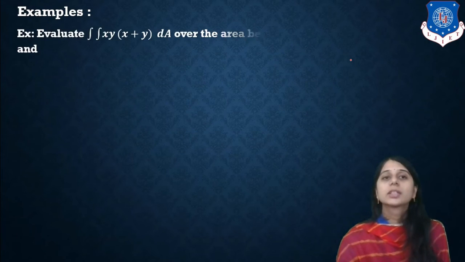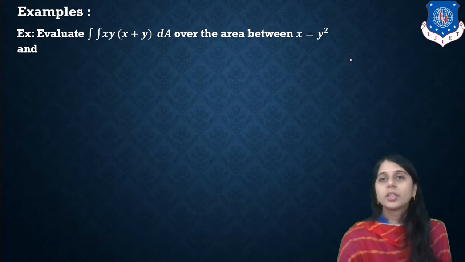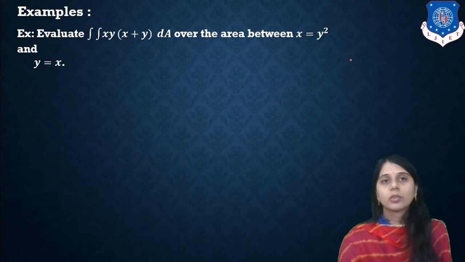Now we take one example. Integrate xy(x plus y) dA over the area between x equal to y squared and y equal to x. What is x equal to y squared?